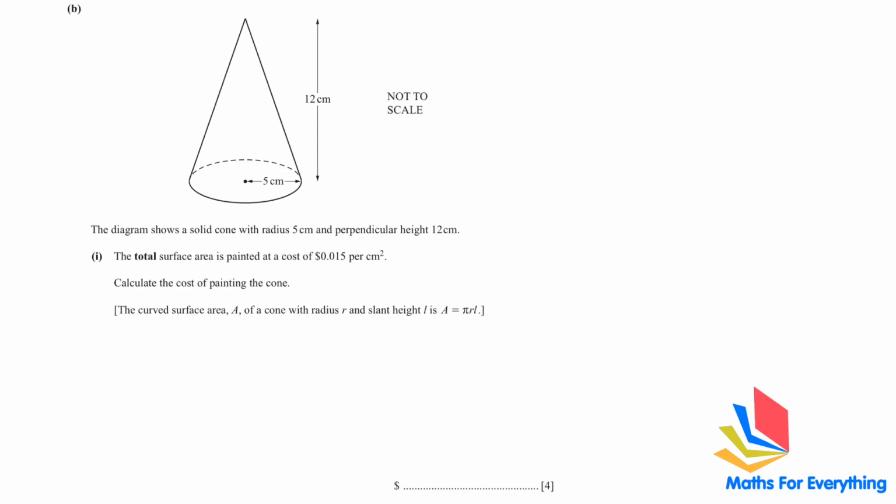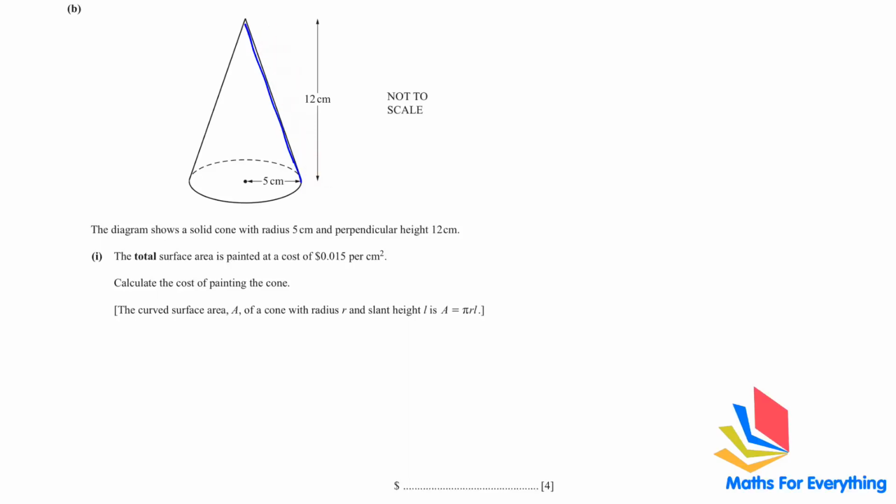Part B, we have a cone with radius 5 centimeter and perpendicular height 12 centimeter. The total surface area is painted at a cost of $0.015 per square centimeter. And we have to calculate the cost of painting the cone. To find the curved surface area, this is called the curved surface area, we use the formula pi r L, where r is your radius and L is your slant height. So what is your slant height?